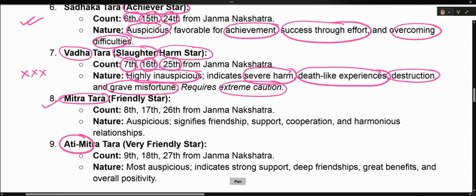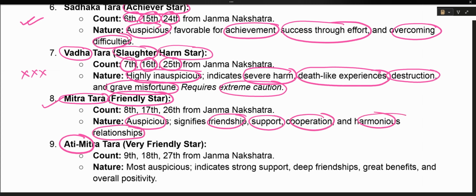This kind of friendly star, whenever you ask for help, you will get the help. That means whenever you request someone for support, help or cooperation, this star is the auspicious one, and it signifies friendship, support, cooperation, harmonious relationship. So if you want a harmonious relationship, marry your wife or girlfriend in this transit of Mitra Tara. Whenever the moon transits this star, you will get a very good married life. You will get very good support if you start a business at this friendly star.